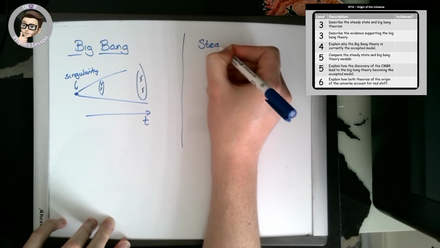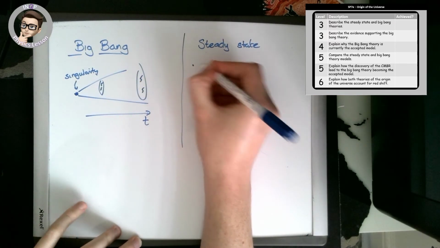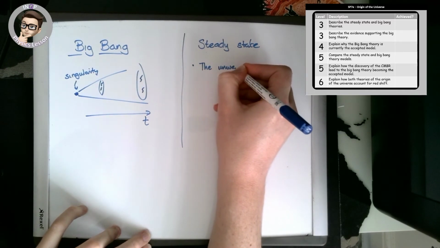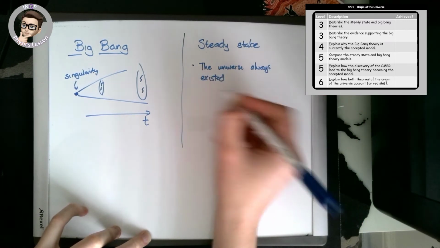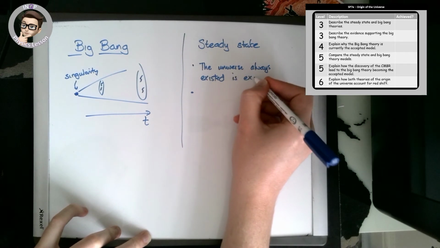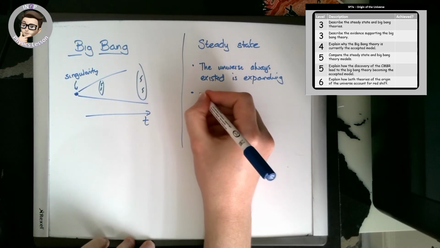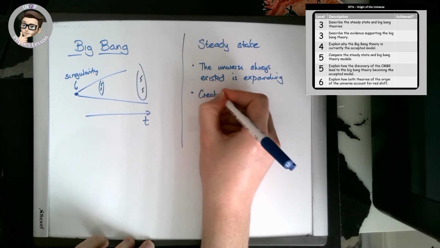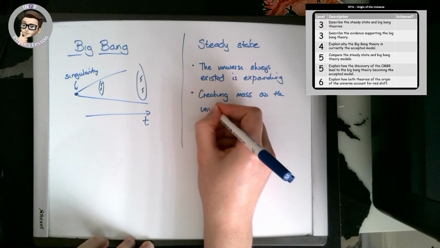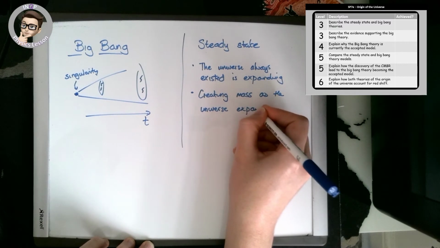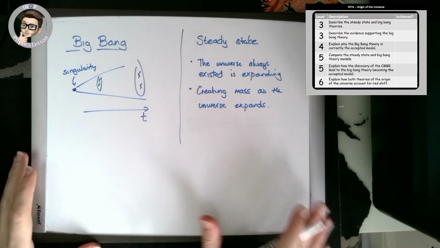Steady state is slightly different. So in steady state theory, the universe has always existed. So no beginning or end of time, and it is expanding, so still expanding, which is agreeing with the evidence we have for the Big Bang theory, and we'll talk about that in a moment. But it is creating mass as the universe expands. Now, we know that that doesn't really fit with our understanding of what's going on in the universe. But, you know, let's bear it in mind for the moment.